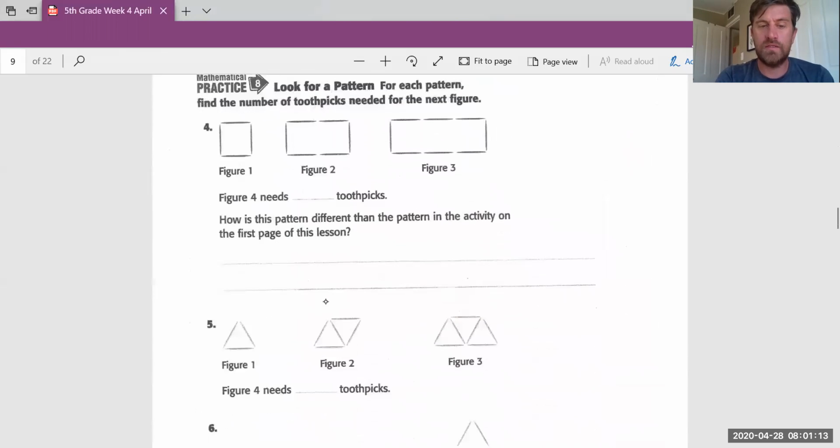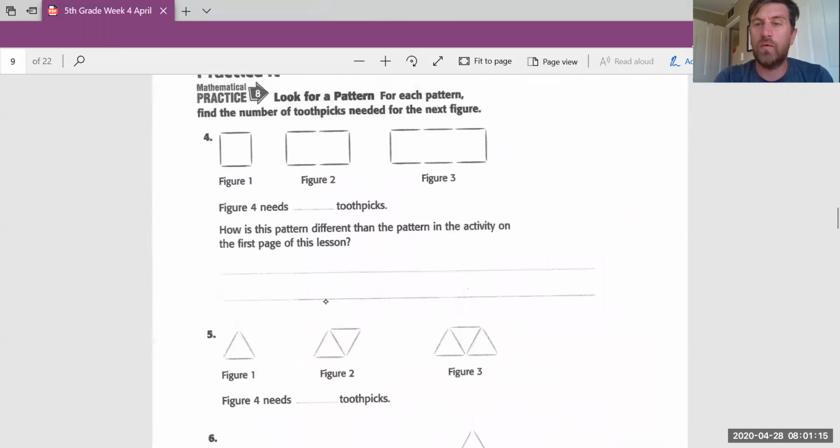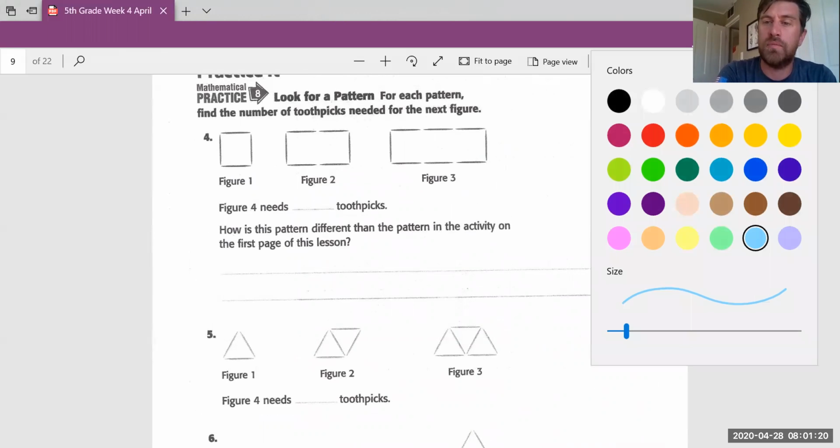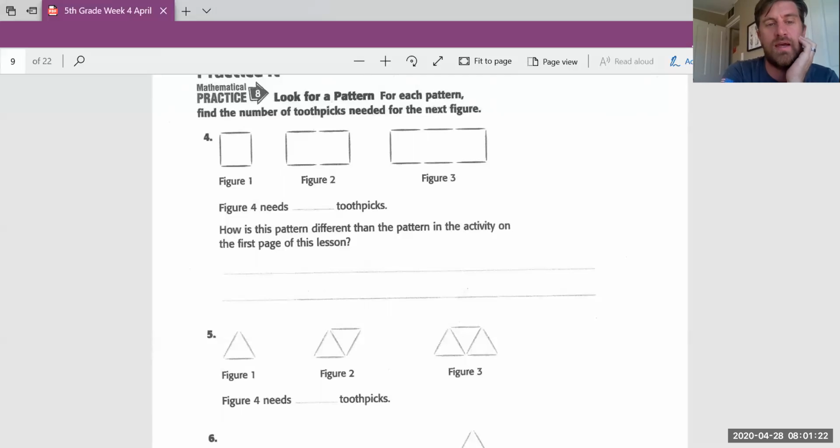Now we're at these. Once again, what is the generated pattern? What is this question asking you? Figure 1 needs 4 toothpicks. Once again, we're back to our normal square. How is this pattern different than the pattern in the activity on the first page? Now we know what's different about this, that there is no line here. So what happens to that?